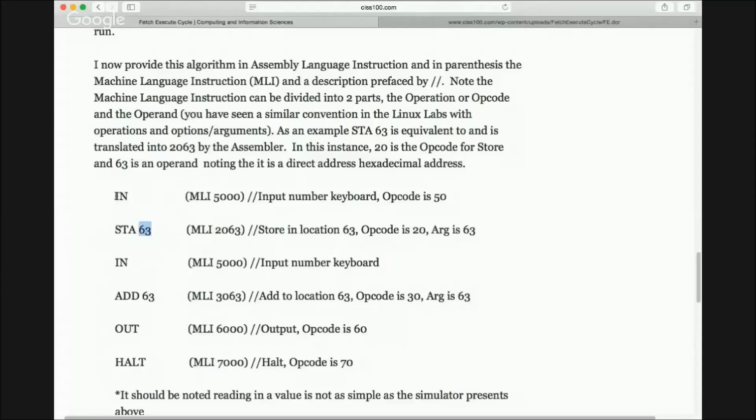So we have our assembly language instruction, and what it would actually be translated to by the assembler. So if I were to write this program and assemble it, the resulting machine language executable would be 5,000, 2063, 5,000, 3063, 6,000, 7,000, etc.